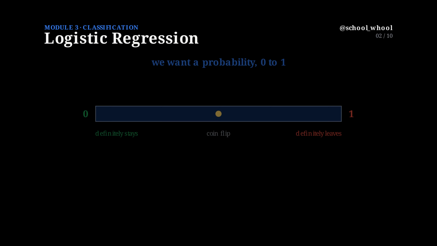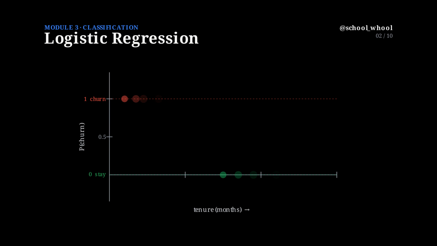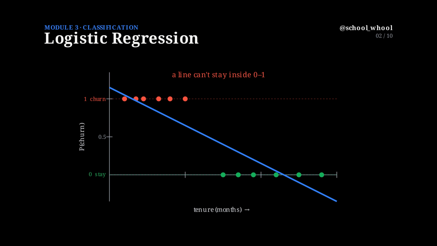But watch what a plain straight line does here. We label churned customers 1, and those who stayed 0, and fit a line straight through them. The line doesn't stop at the edges. It dips below 0, and shoots above 1. A minus 20% probability is nonsense. So we need to squash that output into the 0 to 1 range.